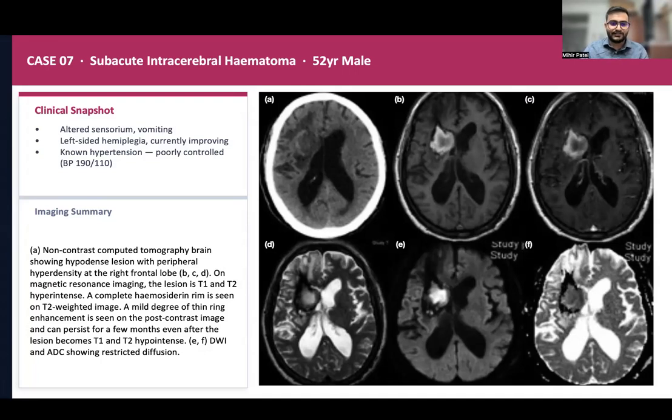On MRI, the lesion is T1 and T2 hyperintense. A complete hemosiderin rim is seen on T2 weighted image. A mild degree of thin ring enhancement is seen on post-contrast image. It can persist for a few months even after the lesion becomes T1 and T2 hypointense. DWI and ADC are showing restricted diffusion.